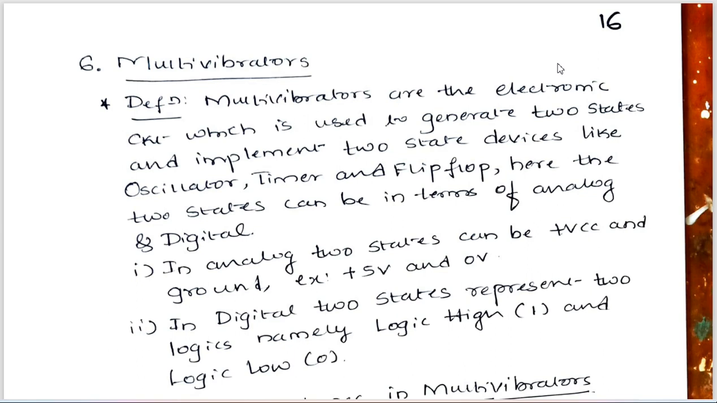Okay, now in the second part of this, we will start with the multivibrators. Multivibrators are electronic circuits which are used to generate two states and also to implement two-state devices like oscillators, timers and flip-flops. So multivibrators are used where we require two states, something like state 1 and state 2. It can be some voltage, a higher voltage or ground, or logic 1 or logic 0.